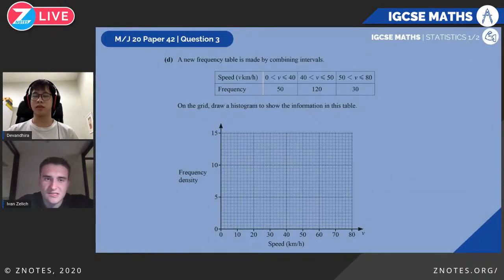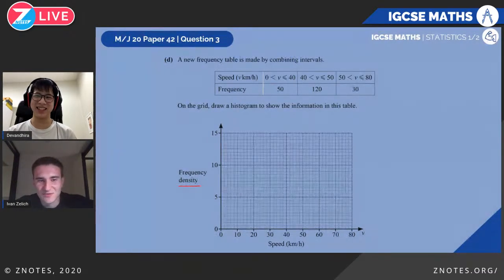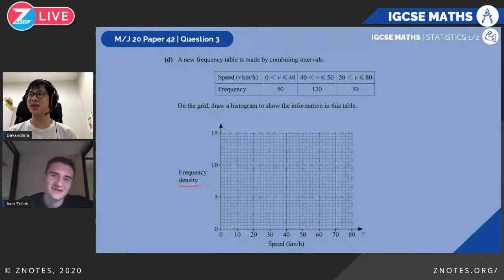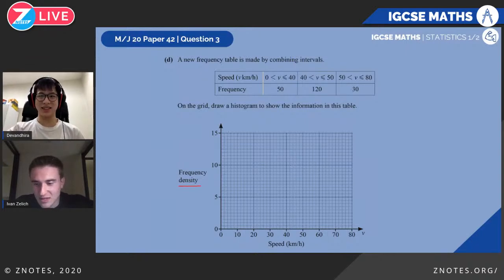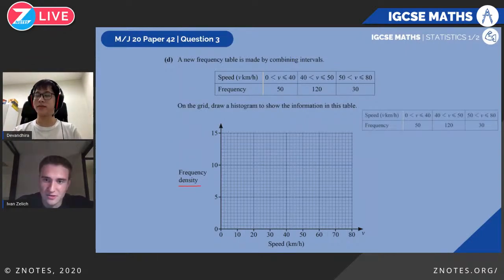Okay, so part D, a new frequency table is made combining intervals. So we're given these intervals, and we have to draw a histogram to show the information in this table. So of course, I stressed it probably like 5 times at the start, but this is frequency density. And I remember when I did the question, I was like, okay, so I have 50 here, but there's no 50 on the y-axis, because obviously, this is frequency density. It's not frequency. So we have to make a table of frequency density.